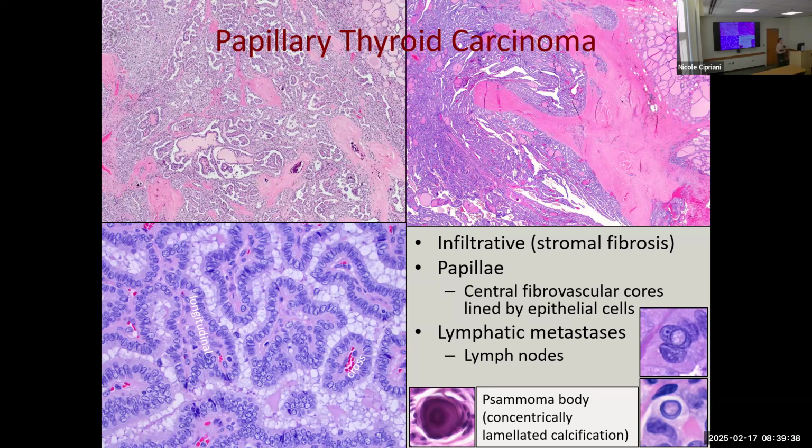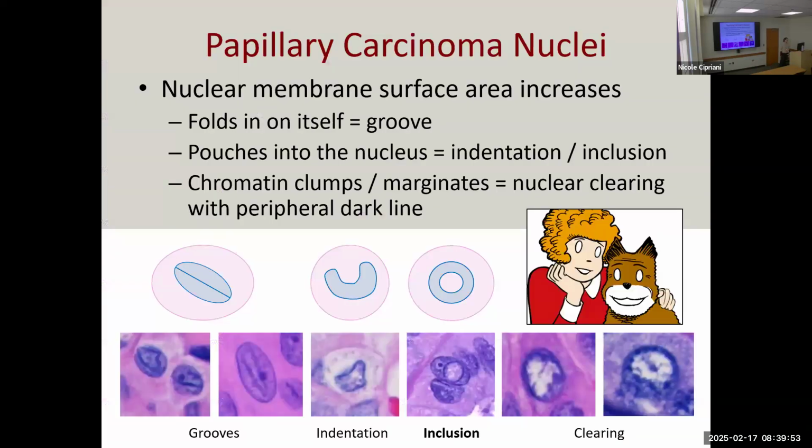So if you ever, sorry, I don't have a picture of it right here, but if you have a nodule that is ossified, bone, always try to find cells that could be diagnostic with PTC, because it is not uncommon for PTC to also ossify. Let's talk for a minute about the nuclei.